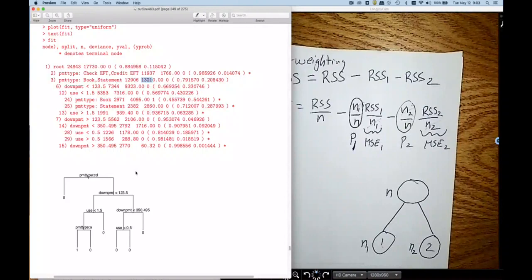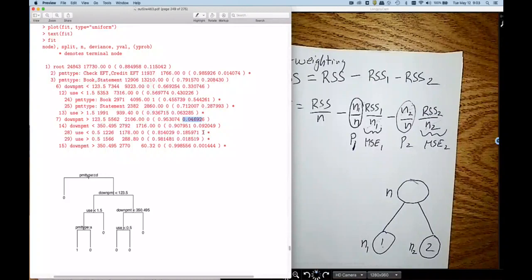And so then what does it do now? Well, it's going to go search for a split, and it's going to find that the best split is where down payment is less than $123. So what you'll see is that if you put less than $123 and you pay with one of these book or statement methods, there's about a 33% chance that you go away. Whereas if you put more than that down, there's only about a 5% chance that you go away. So we've just really improved the purity a lot by including that split.